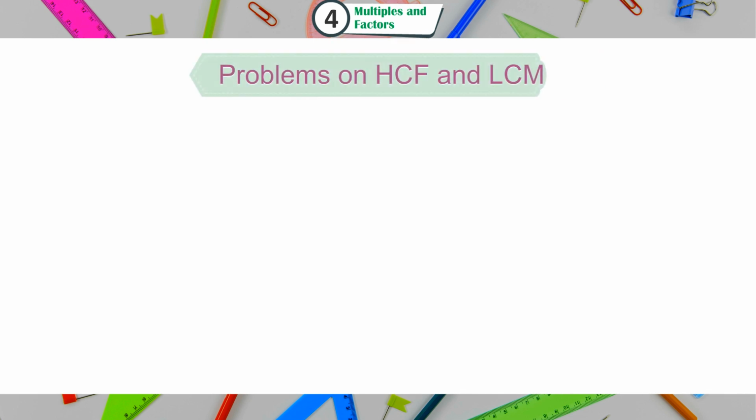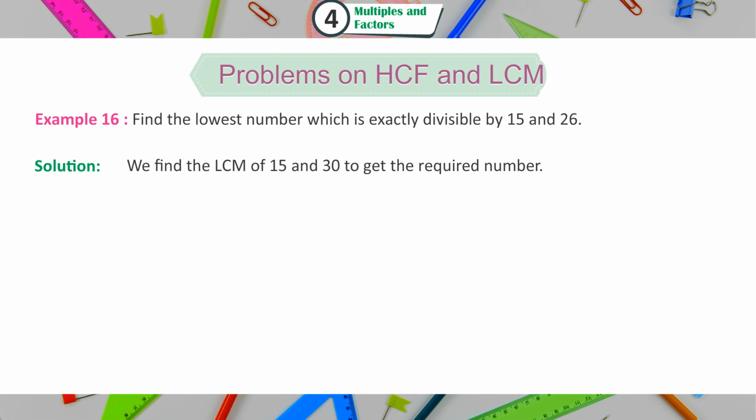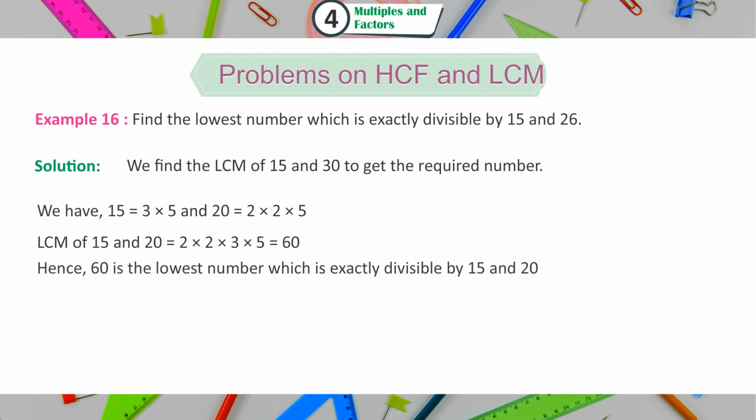Problems on HCF and LCM. Example 16. Find the lowest number which is exactly divisible by 15 and 20. Solution. We find the LCM of 15 and 20 to get the required number. We have 15 is equal to 3 into 5 and 20 is equal to 2 into 2 into 5. LCM of 15 and 20 is equal to 2 into 2 into 3 into 5, which is equal to 60. Hence, 60 is the lowest number which is exactly divisible by 15 and 20.